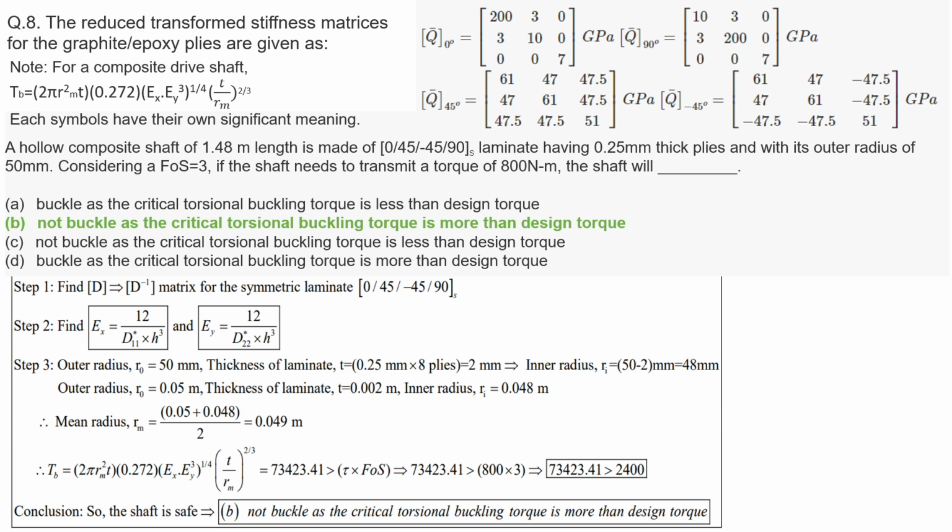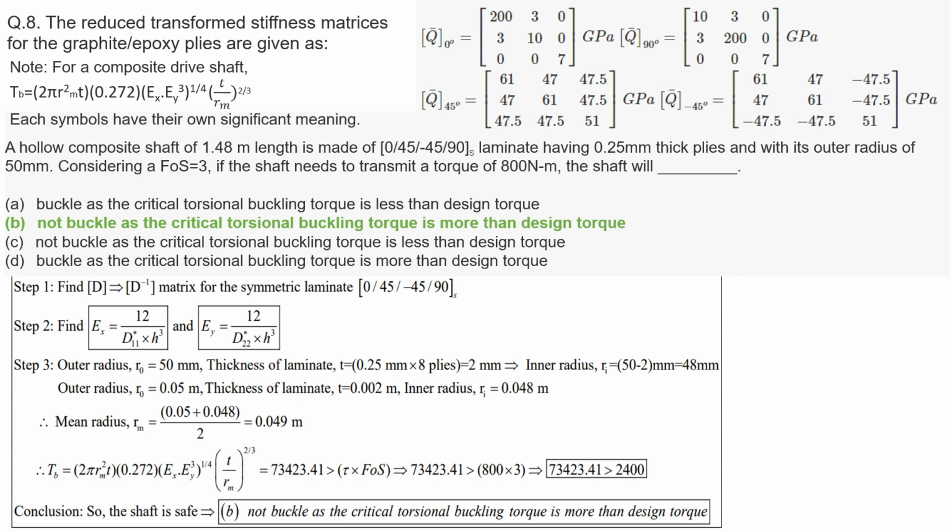A hollow composite shaft of 1.48 meter length is made of 0, 45, minus 45, 90 symmetric laminate having 0.25 mm thick plies and with its outer radius of 50 mm. So considering a factor of safety of 3, if the shaft needs to transmit a torque of 18 Newton meter, the shaft will. Options are A. Buckle as the critical torsion buckling torque is less than design torque. Option B. Not buckle as the critical torsional buckling torque is more than the design torque. Option C. Not buckle as the critical torsional buckling torque is less than design torque. Or option D. Buckle as the critical torsional buckling torque is more than design torque.